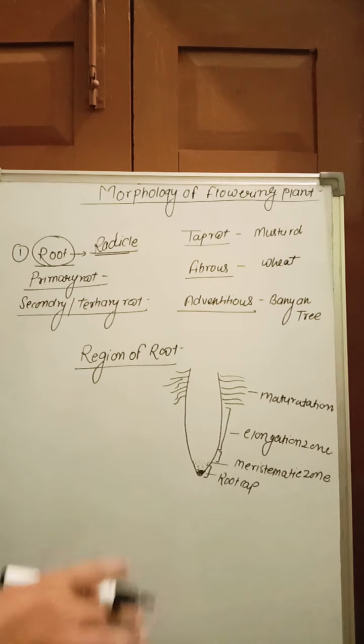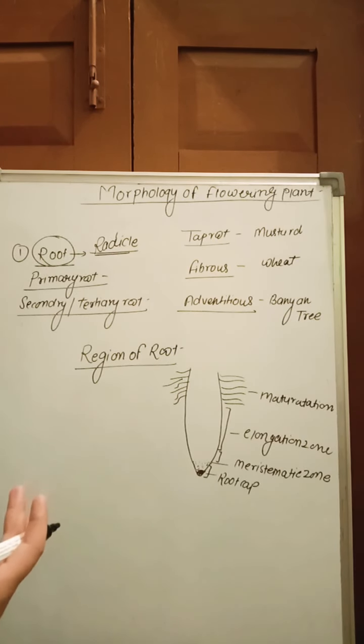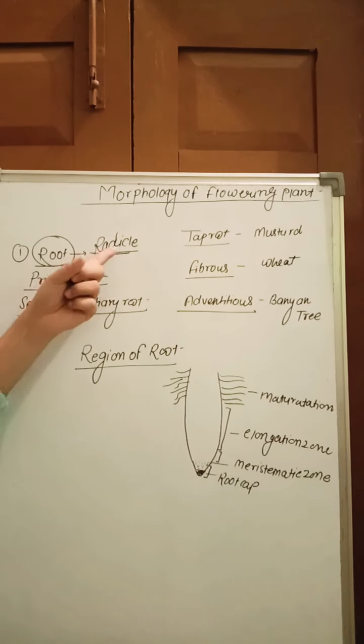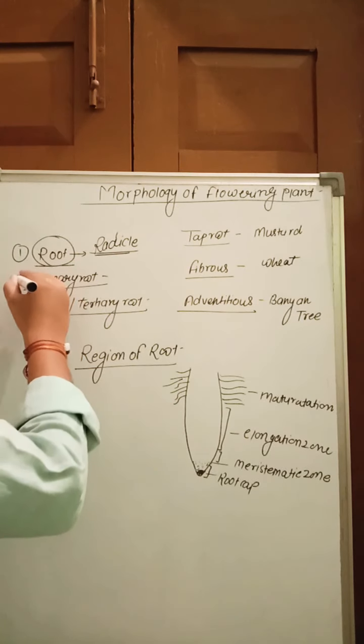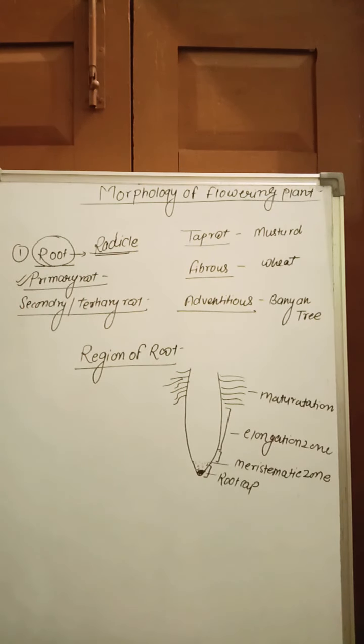What is the function of the root? Because roots are embedded in the soil, they provide support and anchorage to the plant, and also help in the absorption of water and minerals from the soil and supply them to the plant. So that is the function of roots. The root which develops from the radicle is called the primary root. Which type of root? Primary root. And the roots other than the radicle are called secondary and tertiary roots. Very important.